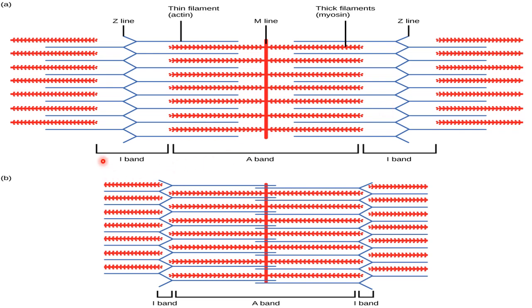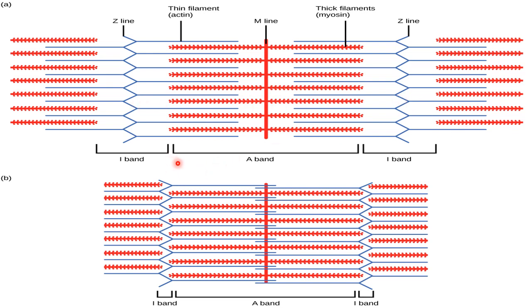Then the I band will be shortened as well. As you can see here, the I band has been shortened, but the M line still remains in the middle and it still remains intact. Its length is not changed. Same as the Z line, its length is not shortened, but the two Z lines are actually brought together.